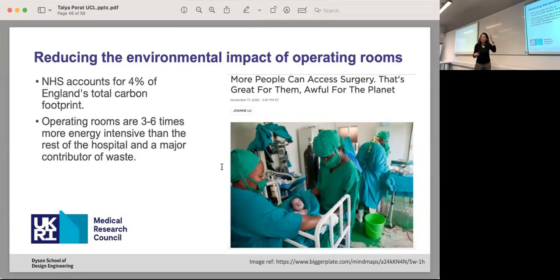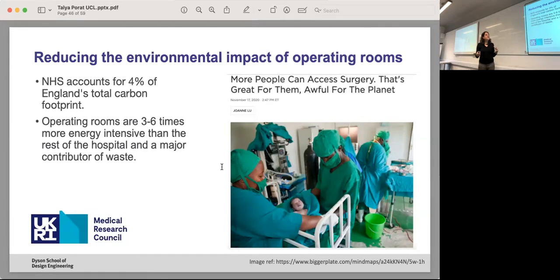So this is the project we just started. And it's about reducing the environmental impact of operating rooms. So at first I showed the example, it was a decision-centered design, then we did data-centered design or information-centered design. And in the last two, we're more focused on behavior-centered design. So understanding how people behave and how we can maybe change their behavior.